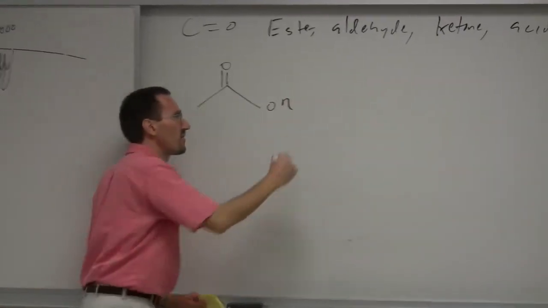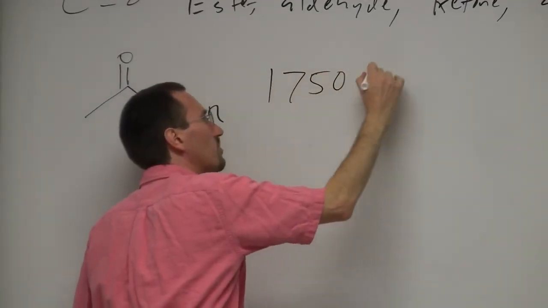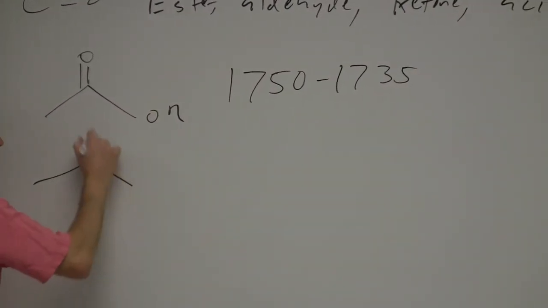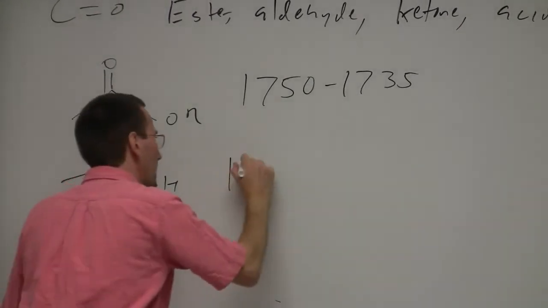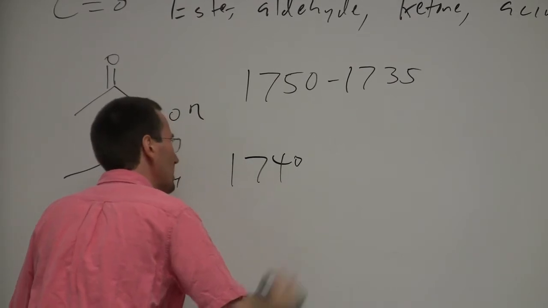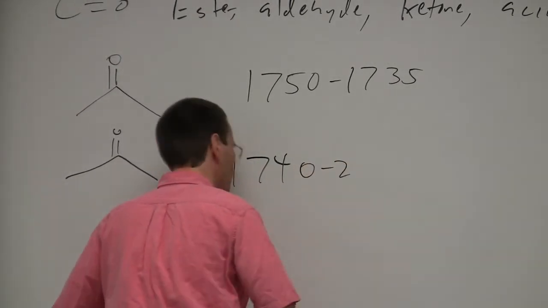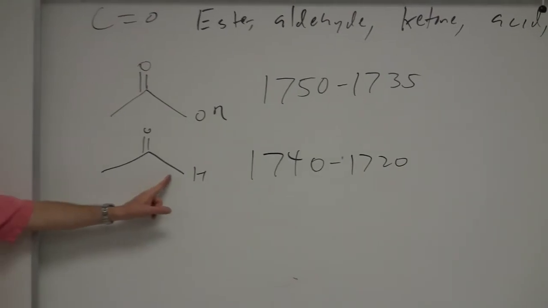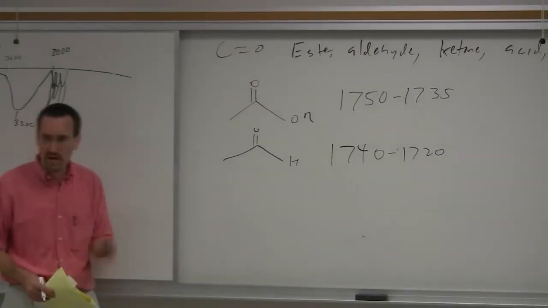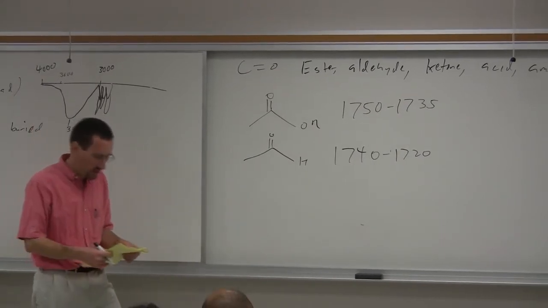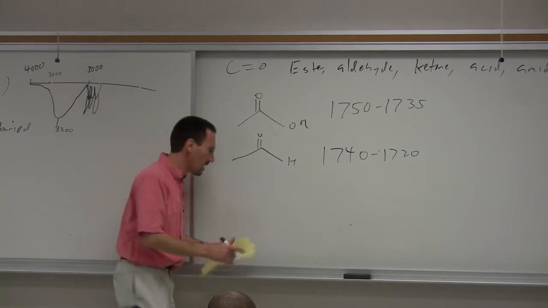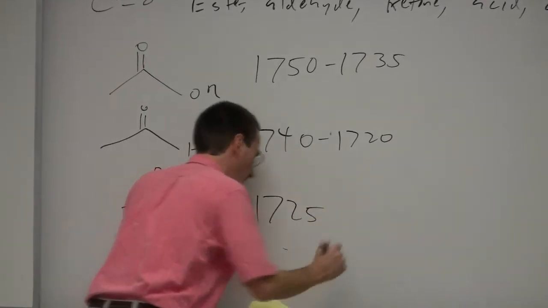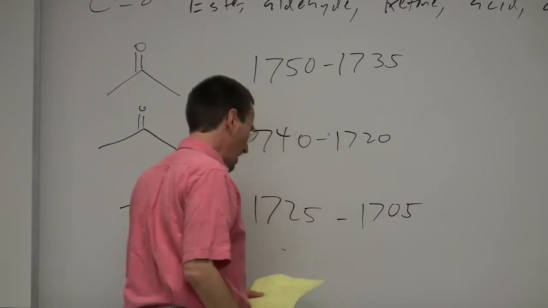generally we're talking about 1750 to 1735 if there's nothing to perturb it like conjugation or strained rings. Aldehydes, in general, we're talking about 1740 to 1720. And as I said, you can often pick out the CH stretch and the Fermi resonance if you look right on the edge of the region at about 2820, 2720. A plain old vanilla normal ketone, we're typically talking about 1725 to 1705 wave numbers.